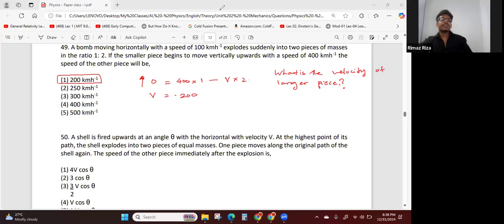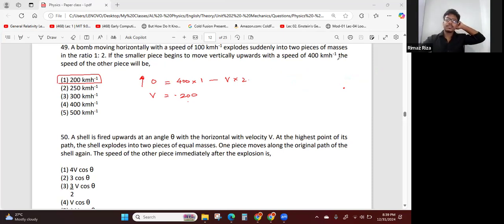Okay, wait. I am not done. Here, actually, they are asking the speed of the other piece. I got confused. I considered the speed in the vertical direction of the other piece, but we want to take the overall speed. So I have only considered the vertical component. Okay, wait, I'll do this question again. I think the answer is not the first one then.